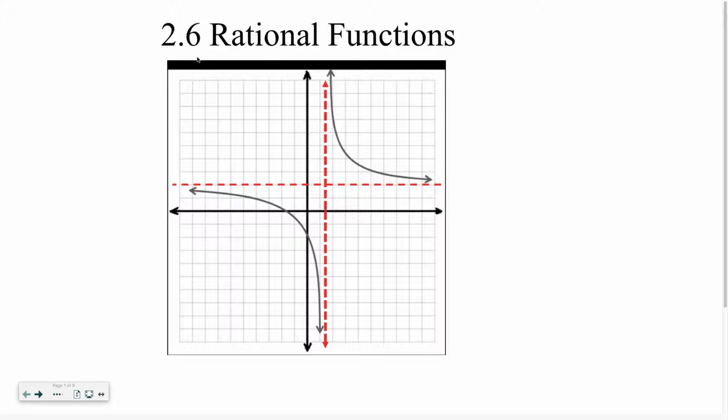Okay? What do we call this dotted line right here? An asymptote, what kind? A vertical asymptote, and this one is a horizontal asymptote. Two very key features of a rational graph. Okay?